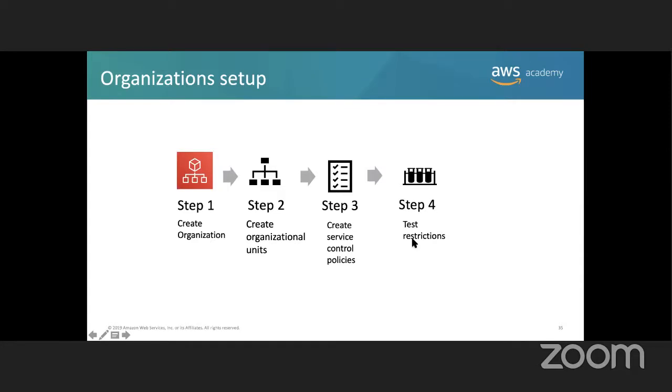So how does it work? Step one, you create the organization. Step two, you create organizational units. I think I did that on Wednesday. Step three, you create the service control policies. So you apply the service control policies and you test the restrictions. You're going to test if it works, right?